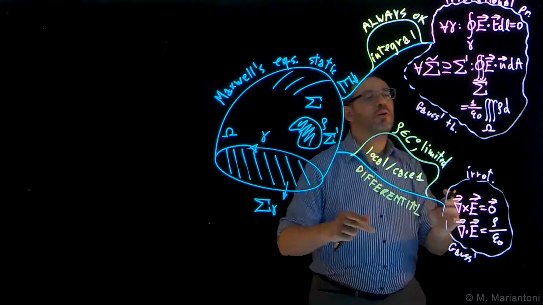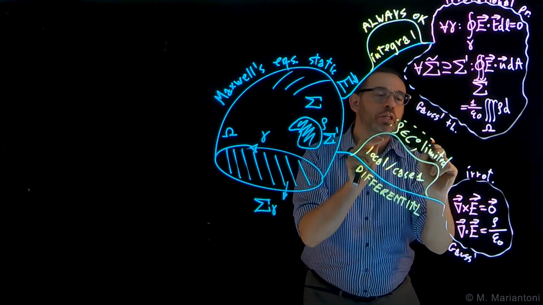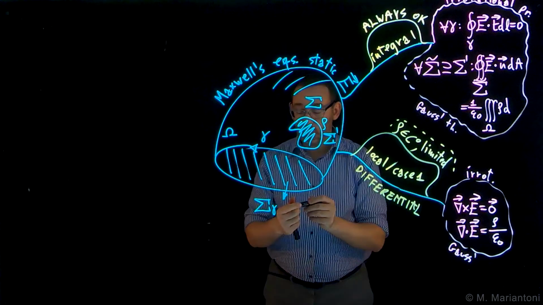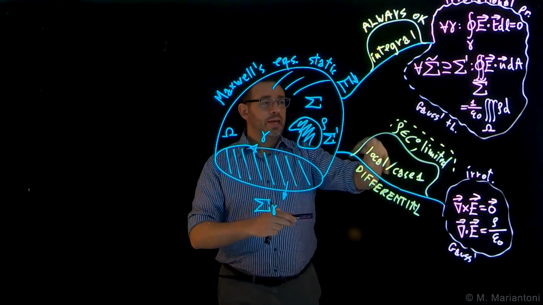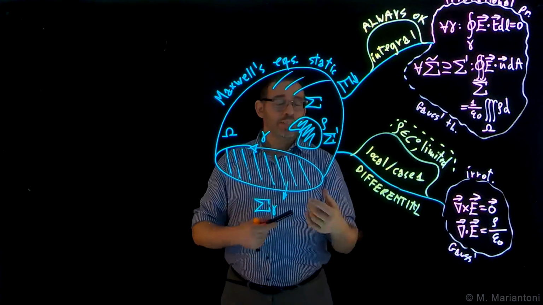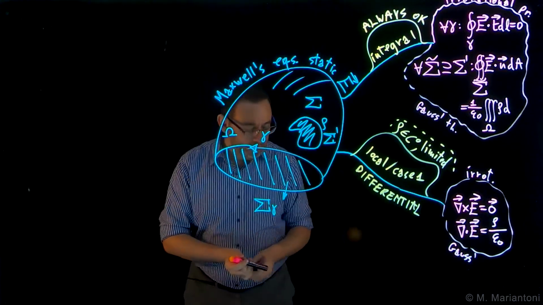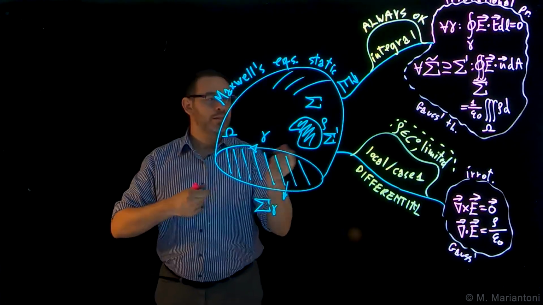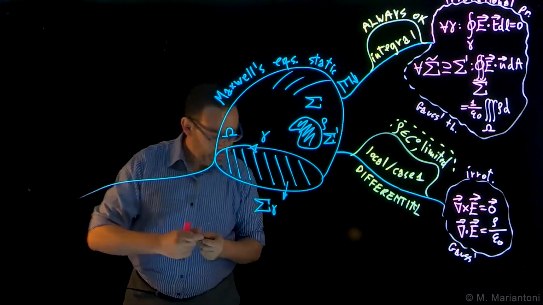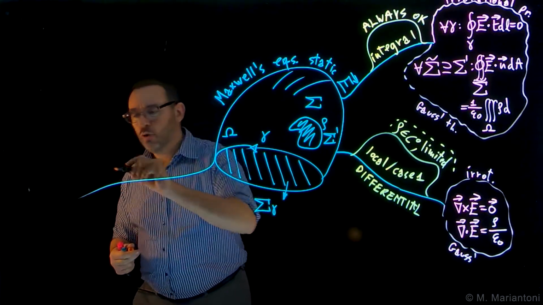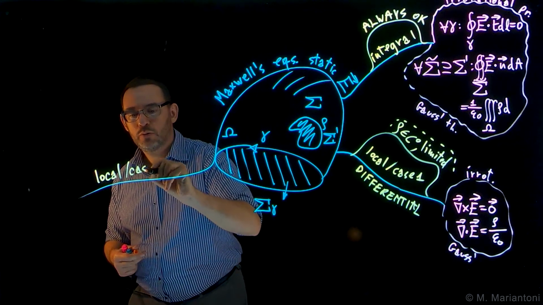Obviously, the differential form is a subcase of the integral form because you need to fulfill this condition in order to use it. So it's not always true. You cannot always use it. If you cannot use it, and yet you want to represent Maxwell's equations locally, the local form case 2 is what you need.